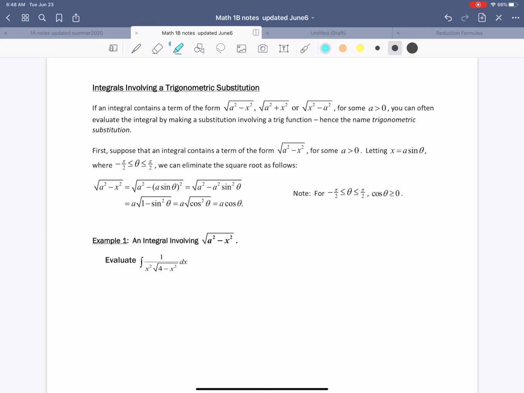Let's look at the first type, integrals involving trig substitution. Anytime you see square root of a squared minus x squared, square root of a squared plus x squared, or square root of x squared minus a squared, for some a greater than 0, you can often evaluate the integral by making a substitution involving a trig function, hence the name trig substitution.